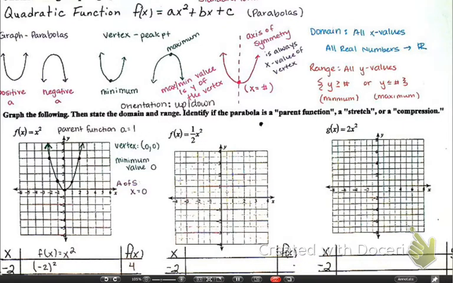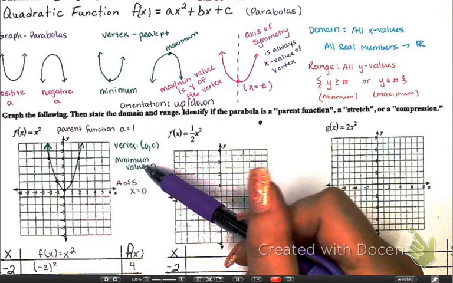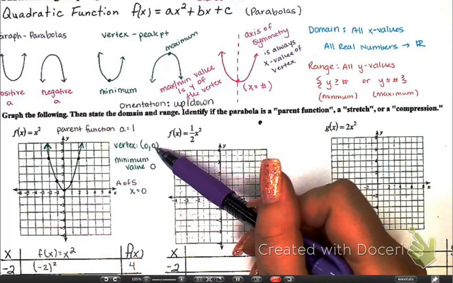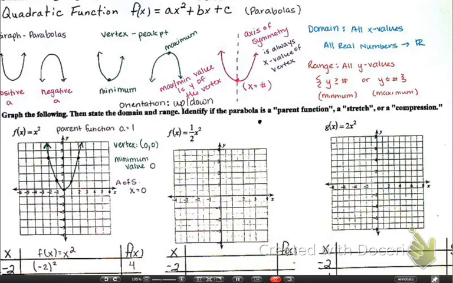So once we know the vertex, we can figure out a ton of information. So the minimum or maximum value is based on the y value of your vertex. Axis of symmetry is always the x value of your vertex, but you must write x equals.